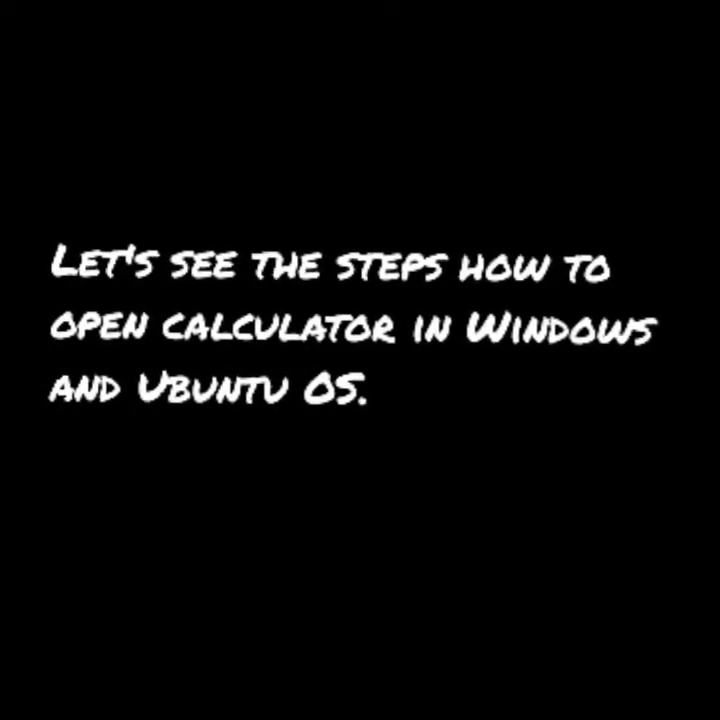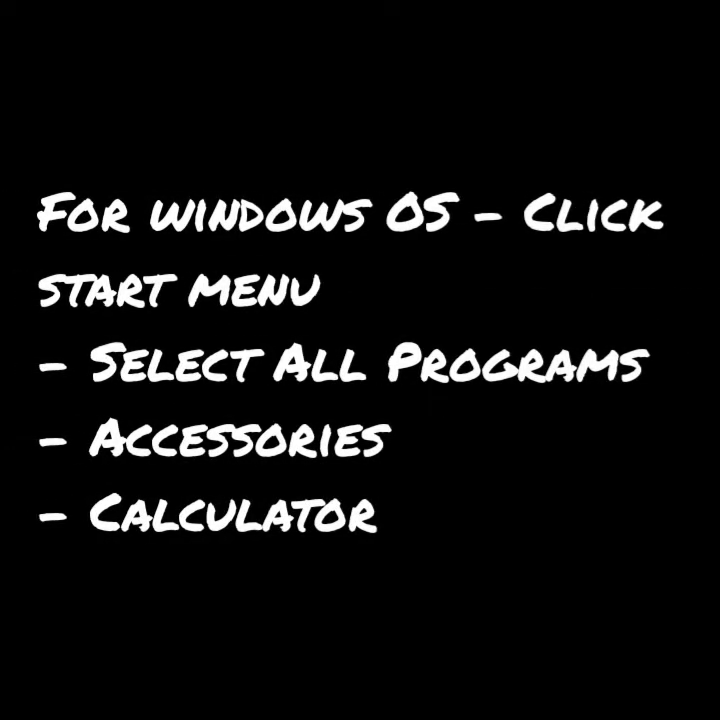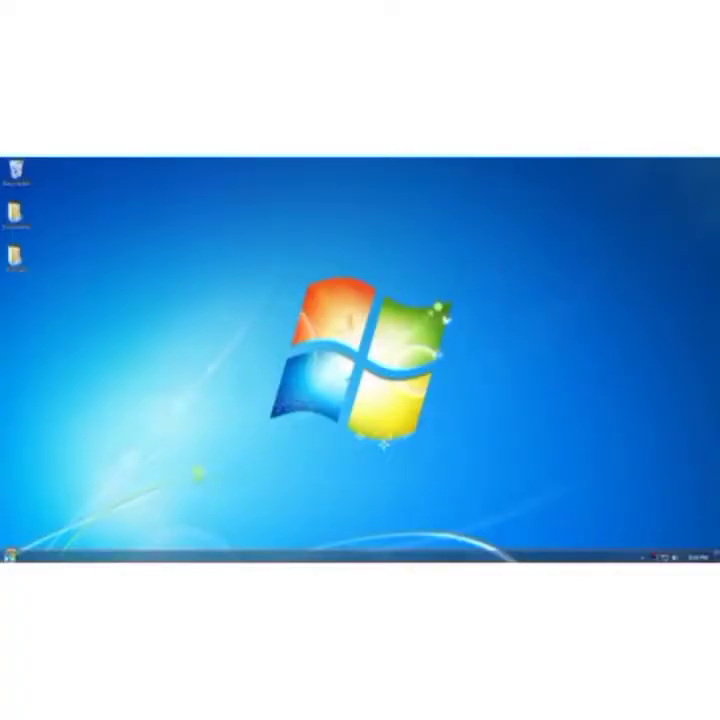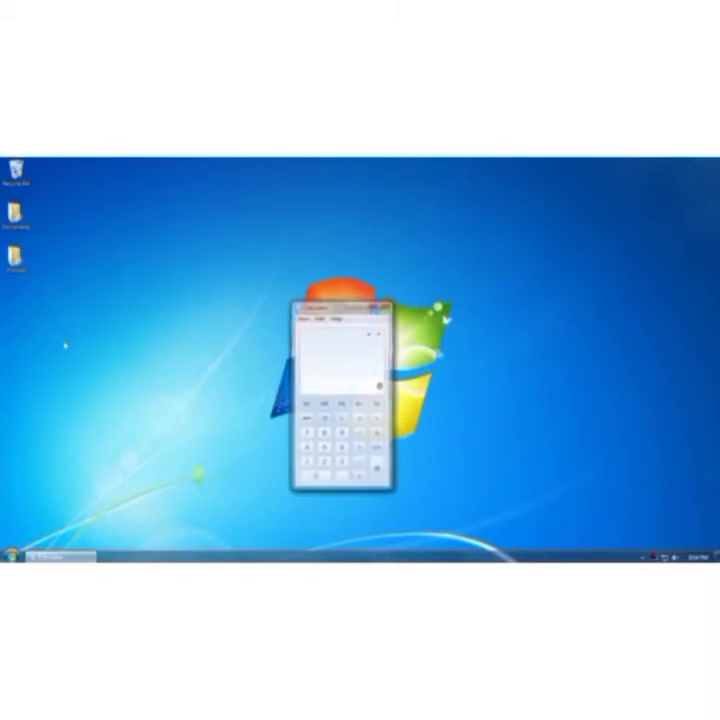Now let's see the steps how to open calculator in Windows and Ubuntu operating systems, okay? For Windows operating system, you have to click Start menu, select all programs, and then accessories and calculator. If you're using Windows, you have to follow these steps. Let's see practically. Start menu, all programs, accessories, and calculator. So you can do addition, subtraction, whatever you want.